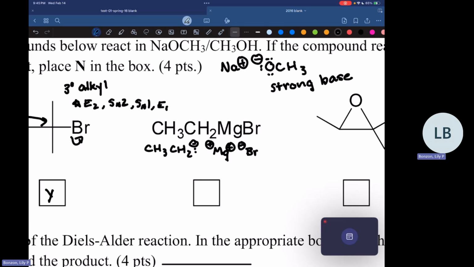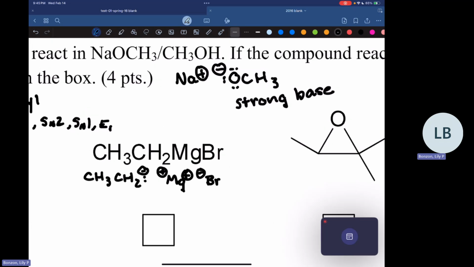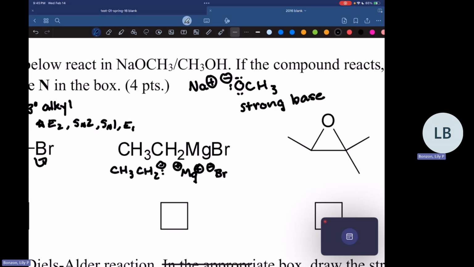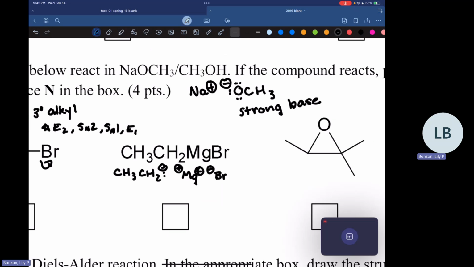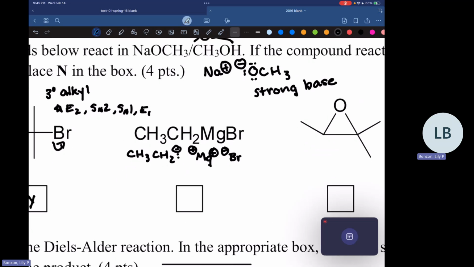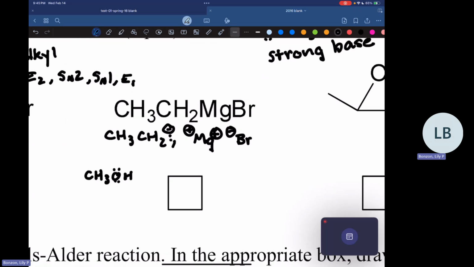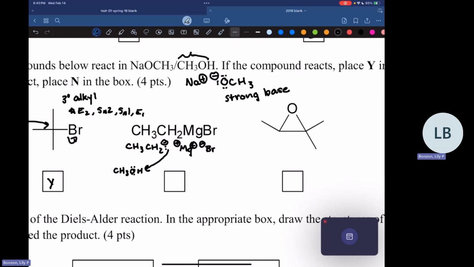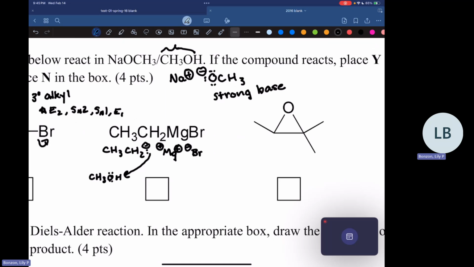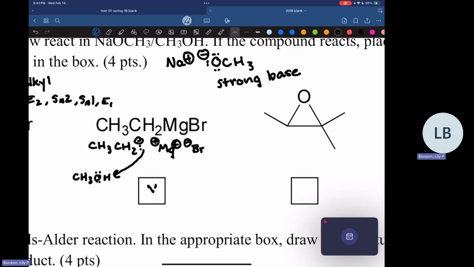And so that's important because although we have OCH3 minus in this system, we also have CH3OH. And so when we have this methanol, what will happen is this negative carbanion in this Grignard reagent will be able to deprotonate that methanol. So this one is not reacting with the OCH3 itself, but it is reacting with that methanol solvent. So this one will react.